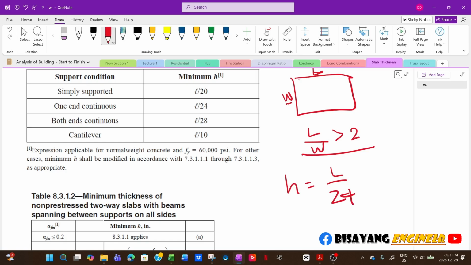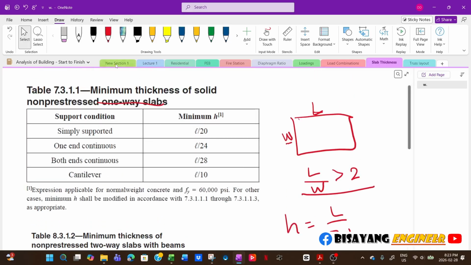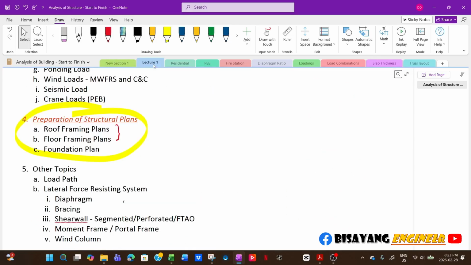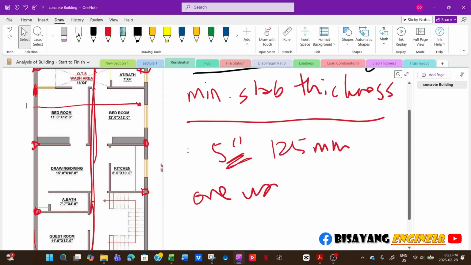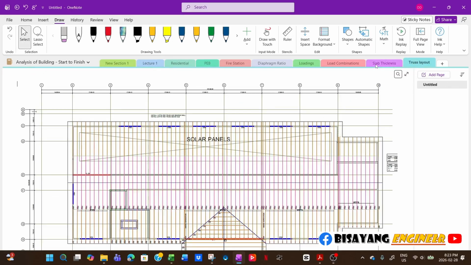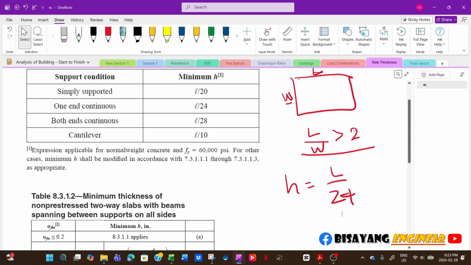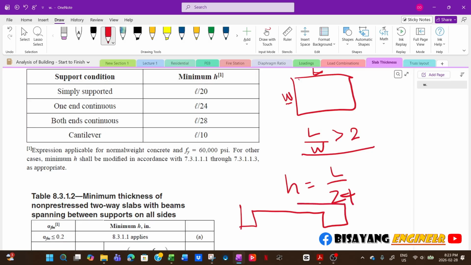Now, L in this situation, or in this formula, we will assume that it would be spanning in that direction. So that would be the clear span. That would be the clear span between. So you have your beam here, and then this is your slab. So this would be your L. No, this one here. So that's your L.